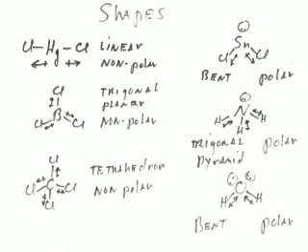Now we can go back and look at several of the molecules we've already done. For the mercury dichloride, the two bonding pairs get as far apart as possible, which gives us a linear molecule, and the two dipoles cancel each other out.